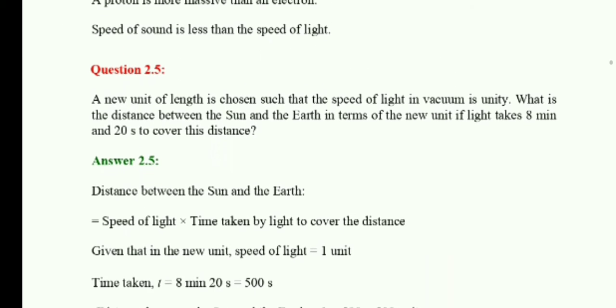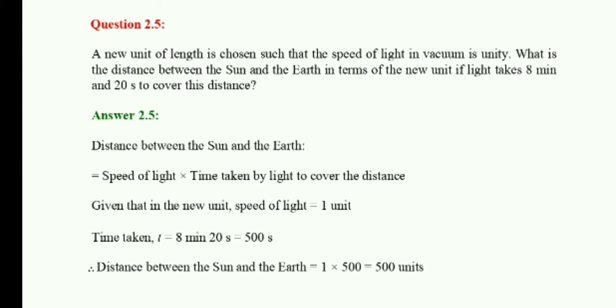Now come to the next question, question number 5. A new unit of length is chosen such that the speed of light in vacuum is unity. We already know that the speed of light in vacuum is 3 into 10 to the power 8 meter per second, but in this case we have to take the speed of light in vacuum as unity, that is 1 unit. Now what is the distance between the sun and earth in terms of the new unit of length if light takes 8 minutes and 20 seconds to cover this distance?